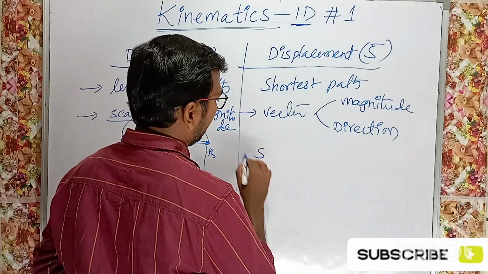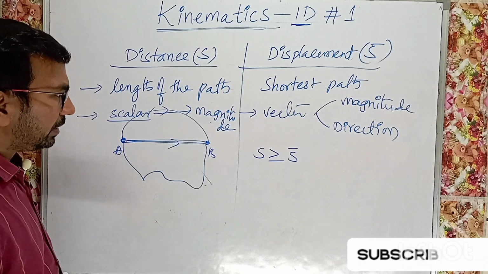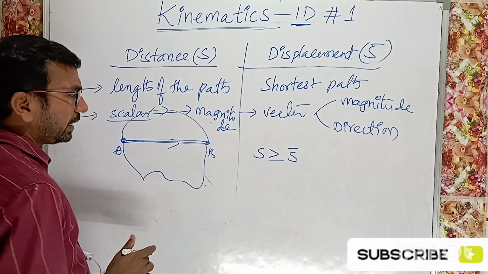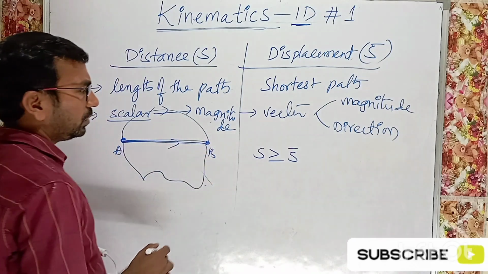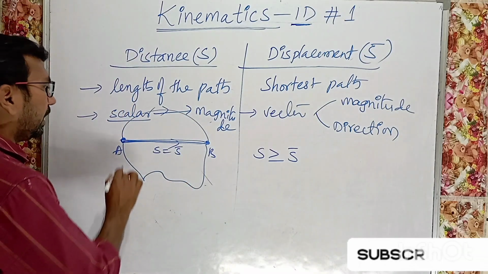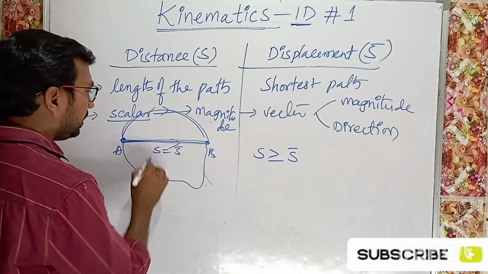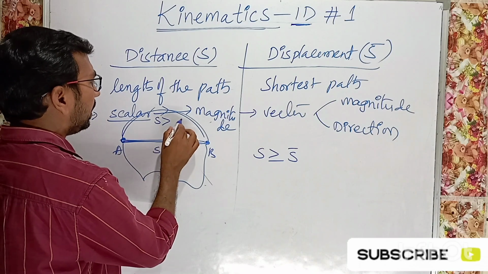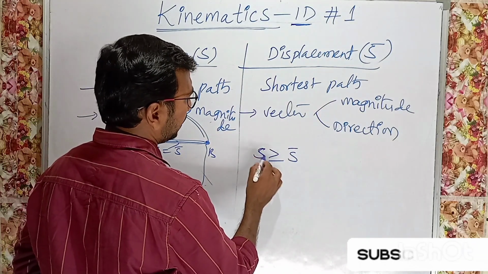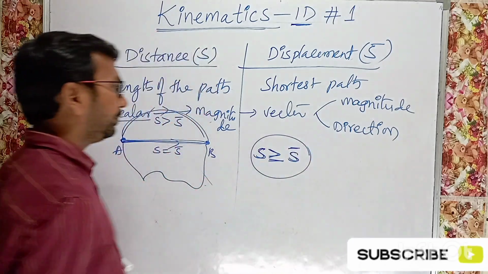Here distance is always greater than or equal to displacement. In case a body moves in a straight line path, distance is equal to displacement. In case a body moves in a curved path, distance is greater than displacement. So that's why distance is greater than or equal to displacement. This is very, very important, right?